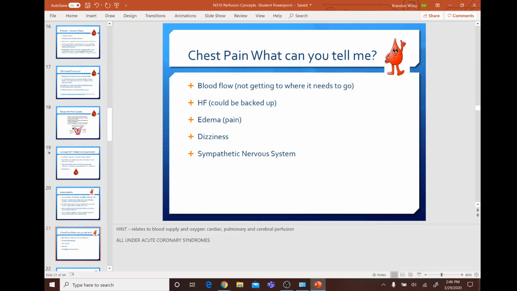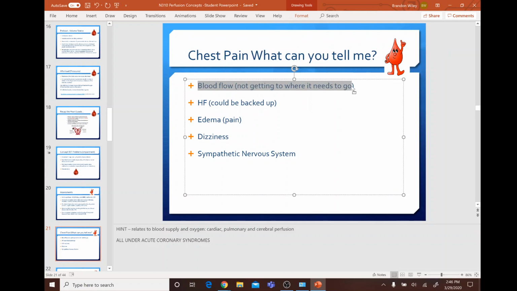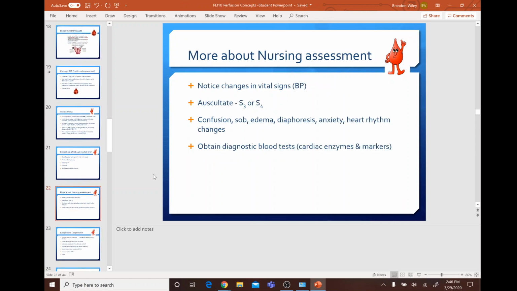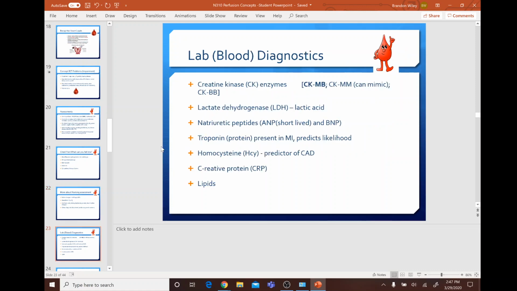So, chest pain, what is that dealing with? So we know blood flow is not getting where it needs to go. Heart failure could cause it to back up. Edema can cause pain, stuff like that. With our nursing assessments, you're going to notice changes in vital signs, specifically blood pressure. You're going to auscultate and see either S3 or S4 because those are abnormal. Are they confused? Do they have any shortness of breath, edema? Are they diaphoretic? Are they sweating? Are they anxious? And do they have any heart rhythm changes, stuff like that?